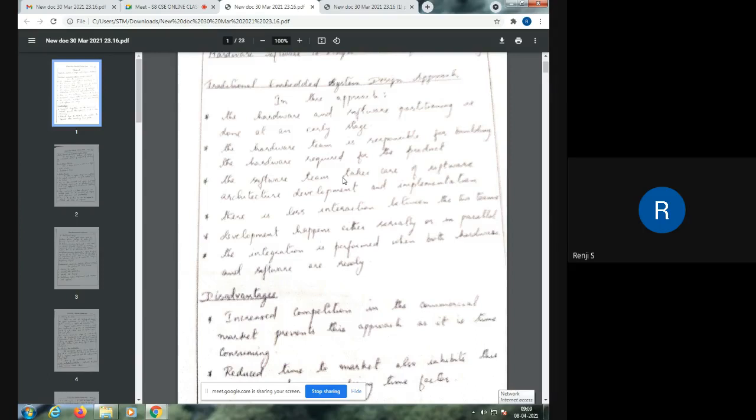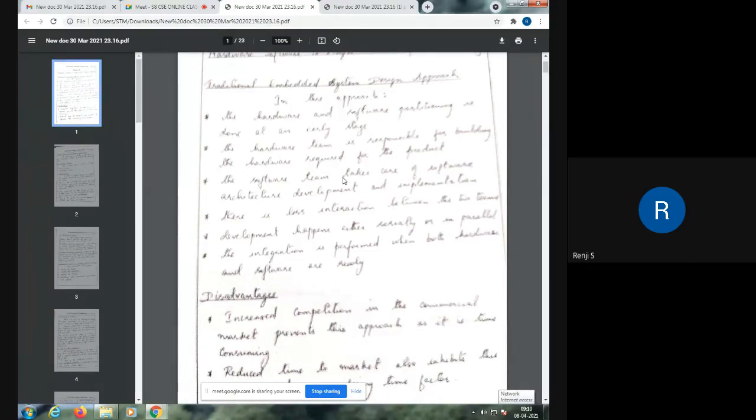Hardware team just focuses on what hardware is required for the system, and they will design their hardware. And the software team is responsible for developing the software part of the system, and then the development happens either in serial or in parallel. Serial means after the design of hardware, software design takes place, that is, serially one after the other. And in parallel means the hardware and software design is carried out simultaneously. So the development can happen either serially or parallelly.